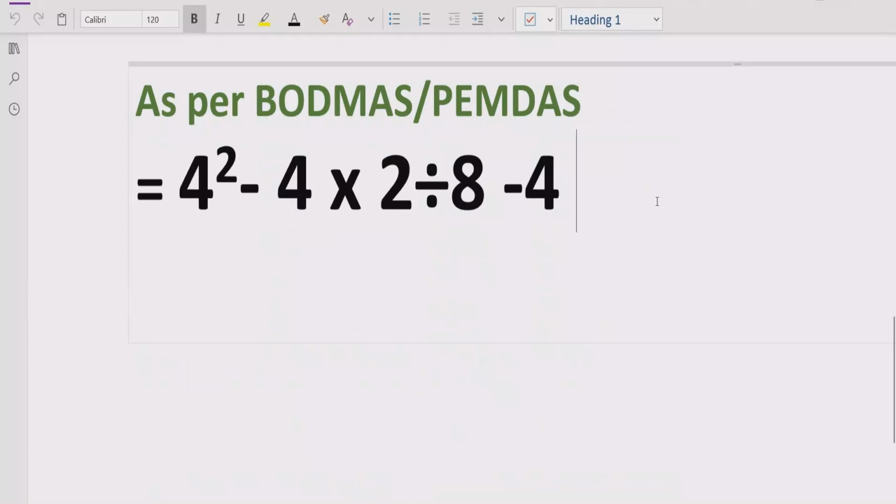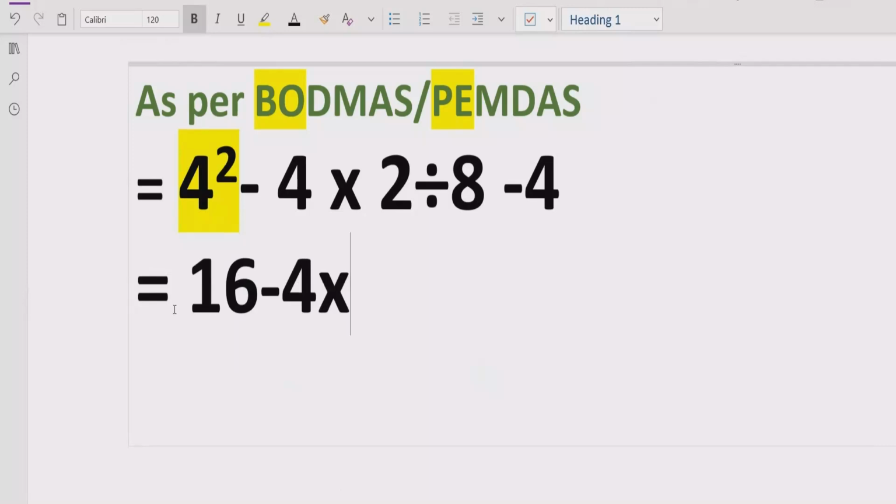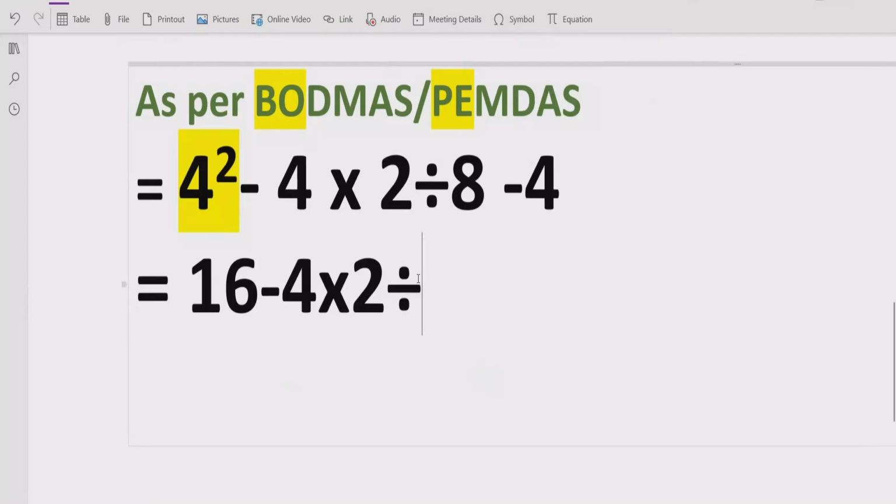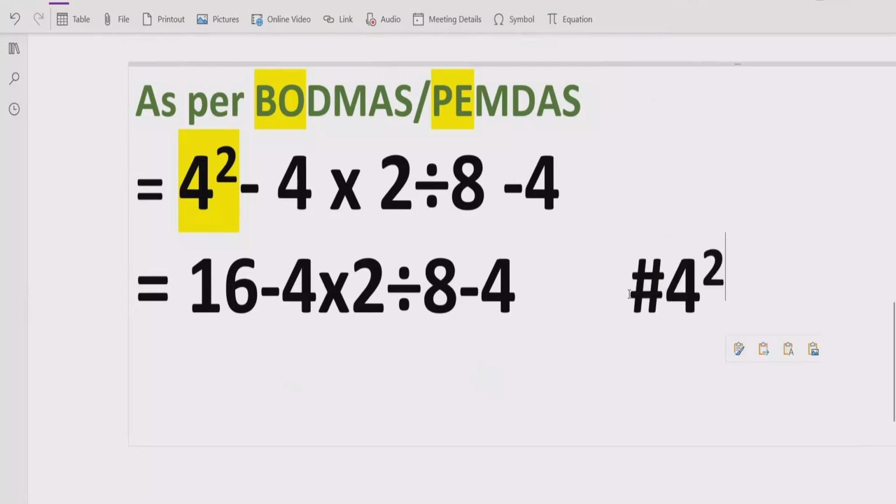According to the BODMAS and PEMDAS rule, first of all, we have to solve the bracket, or you can say parenthesis. But in our expression, we do not have any bracket or parenthesis. Now, step number 2, we have to solve the exponent part or order of expression. So now we have 4 raised to power 2. We have to solve this part in this expression. So now it becomes 4 multiplied by 4, which is equal to 16, minus 4 multiplied by 2 and divided by 8, we will write as it is, and minus 4 again we will write as it is. And here we have to give the reference 4 raised to power 2.